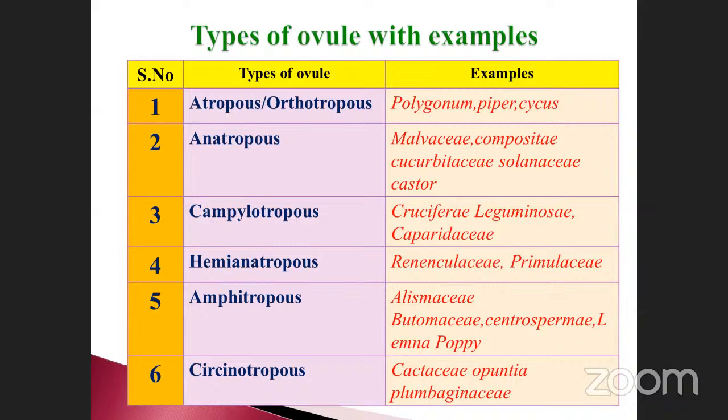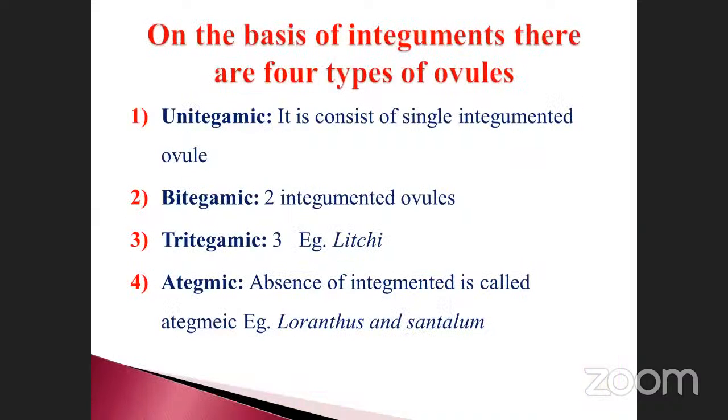Now we are studying the gynoecium, megasporogenesis. After the megasporogenesis, what will be the fertilization? What fertilization events take place? According to the position of the ovule, they may be divided into 6 types in this category. On the basis of integument, they may be divided into 4 types.